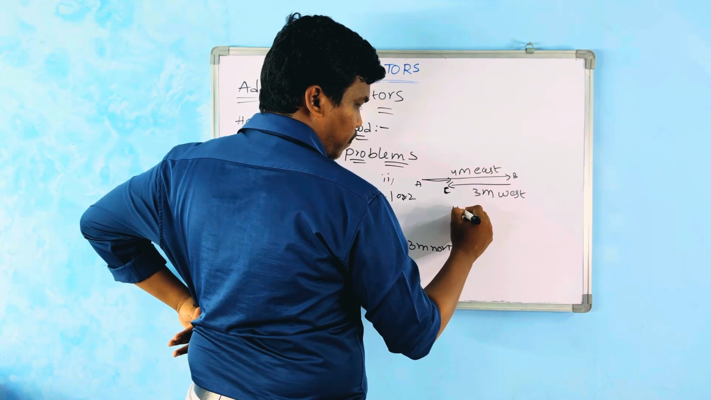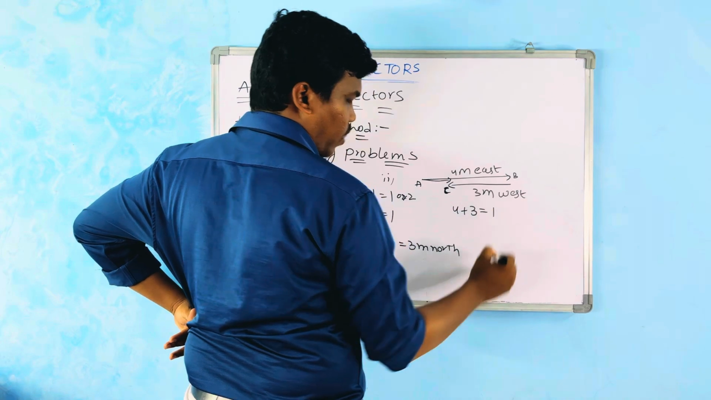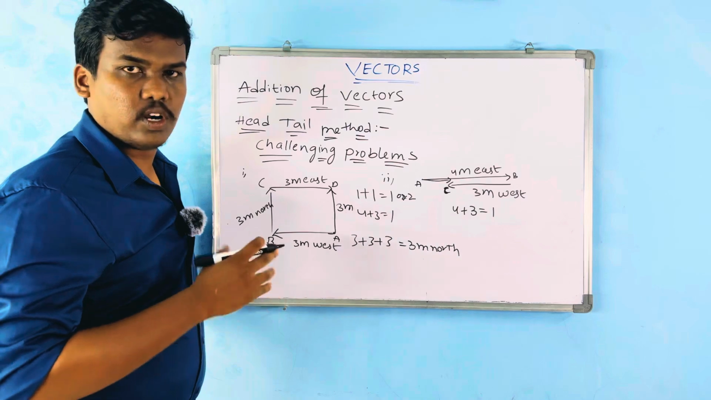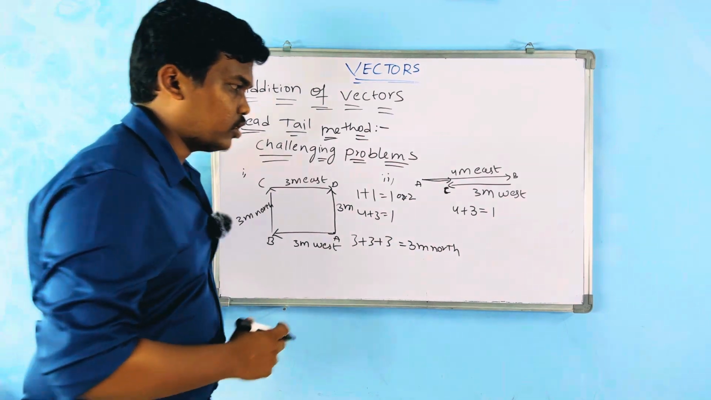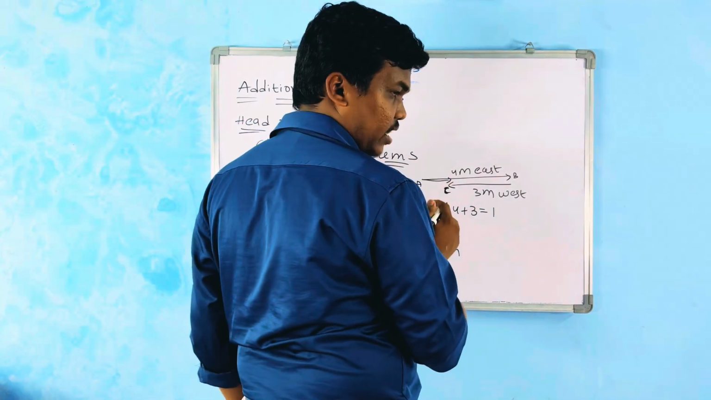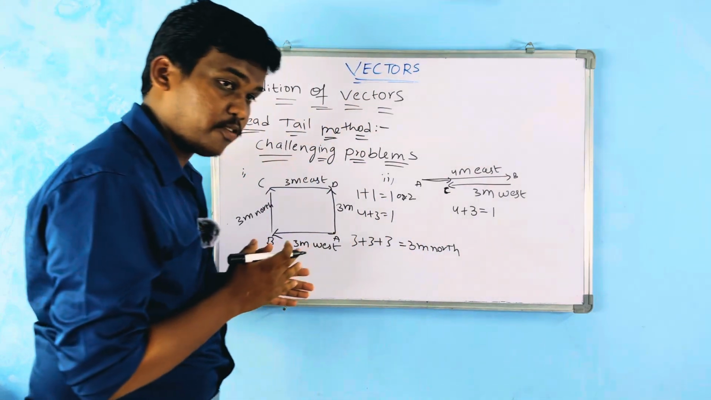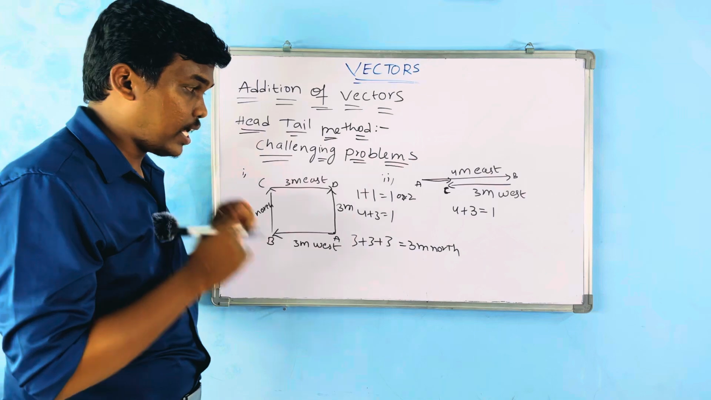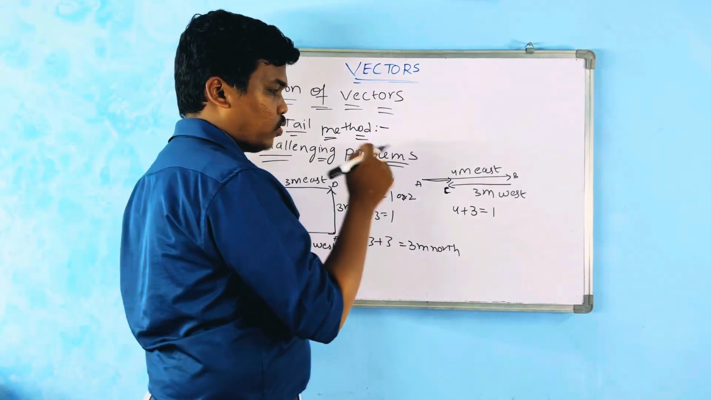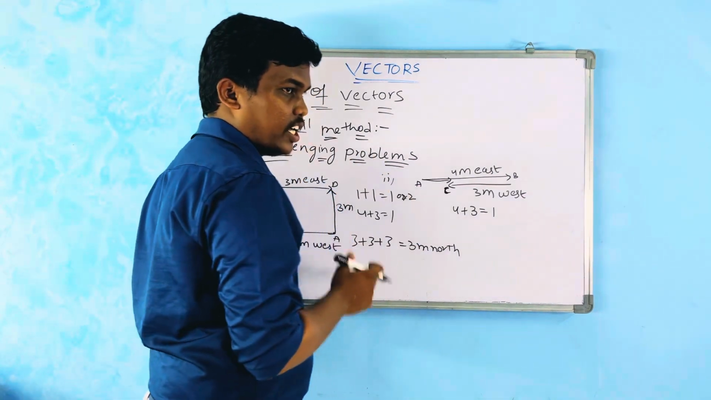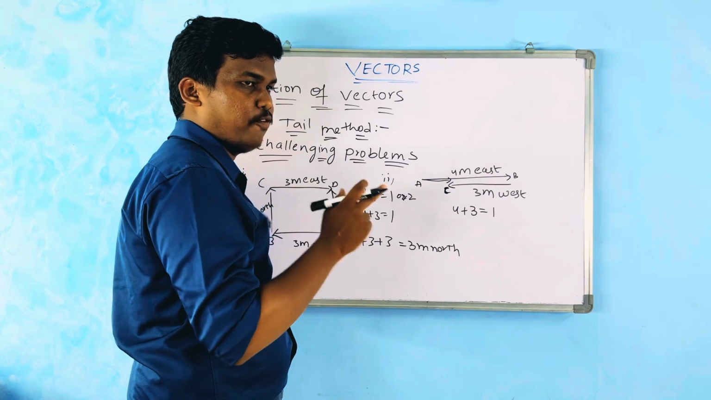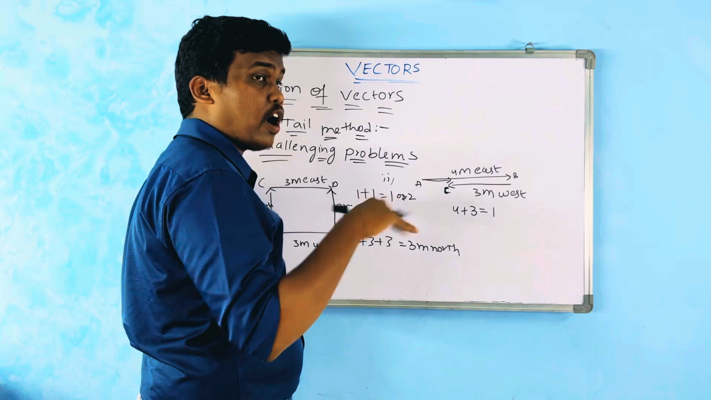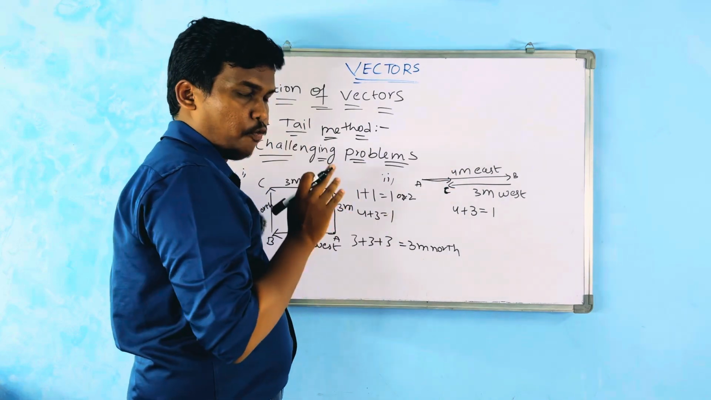4 plus 3 is equal to 1. This is because of the direction. So, this is the difference between a scalar and a vector. This kind of problem you should think about and give the answer to. So, in vectors, it is possible that 4 plus 3 will be 1 or any other number according to the direction of the vector.